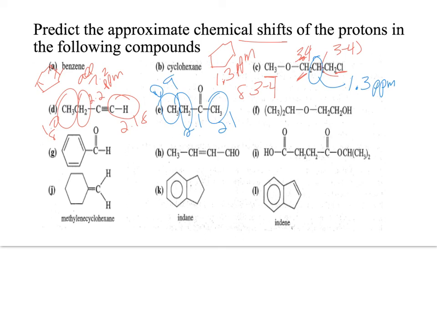Coming over here, the OH is anywhere from 2 to 5 chemical shift. Since this carbon is bonded to that oxygen, it's going to be a 3 to 4. This carbon is bonded to this oxygen, that's going to be somewhere between 3 and 4. This hydrogen is going to show up somewhere between 3 and 4. And then these methyls are going to show up about 0.9 chemical shift.